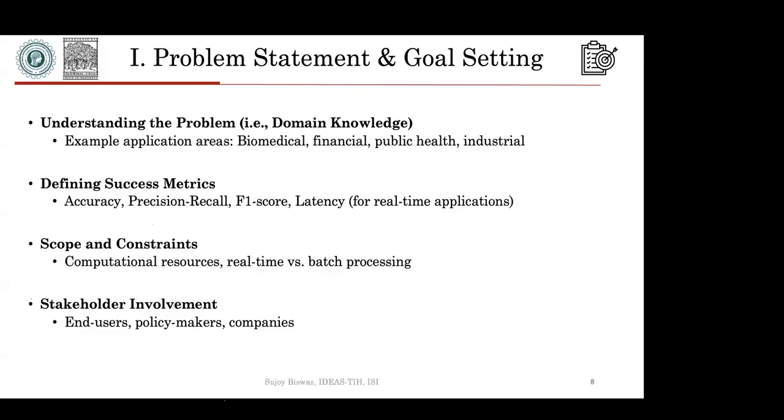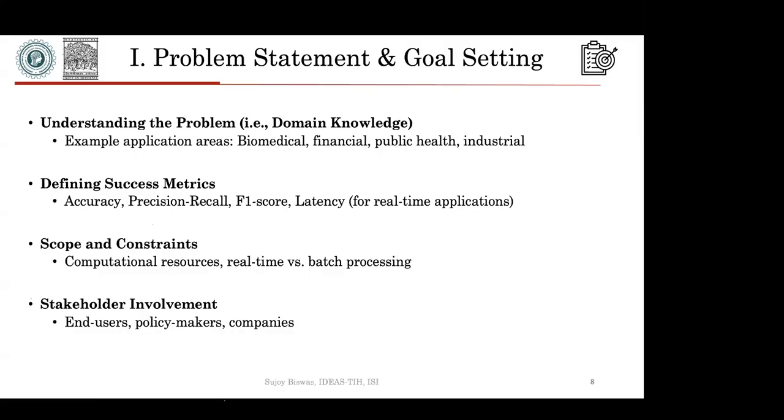So it may be one of these, or a combination of these, or many of them. It comes from your discussion with the stakeholders, who are the people you are building this model for: end users, policymakers, companies, right? You need to discuss with them whether accuracy is the right metric, or precision and recall, or F1 score, or even latency, because you need to find out how fast you need to deliver a result. If it is a real-time system, then latency is very important.